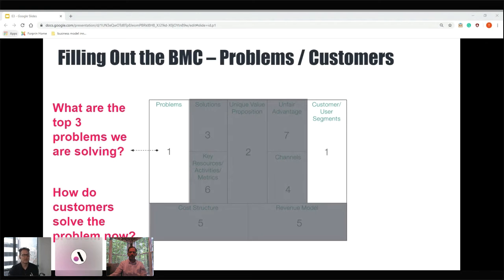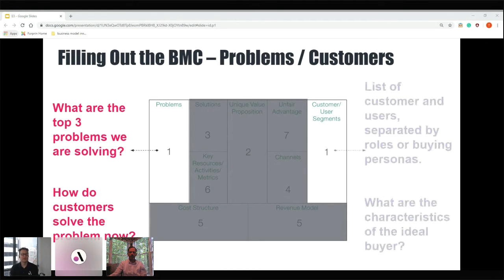And then looking over at customers, create a list of customers and users, and create personas and segmentation around how they buy. It's also important to identify who the early evangelists are. These are individuals who really have a burning need to solve the problem, and so they're willing to pay for an early version that may not have all the bells and whistles, everything ironed out, simply because it's important to them to solve that problem.